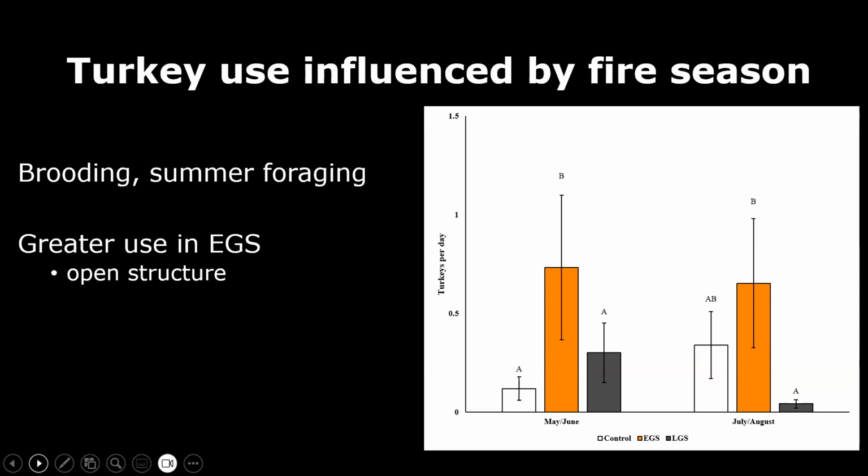We saw some use in the control, and we saw a little bit of use in the late growing season, but not very much. And this might lead you to believe, well, man, I don't need to burn for turkeys in the late growing season. If I'm interested in turkeys, I should just burn in April and May.